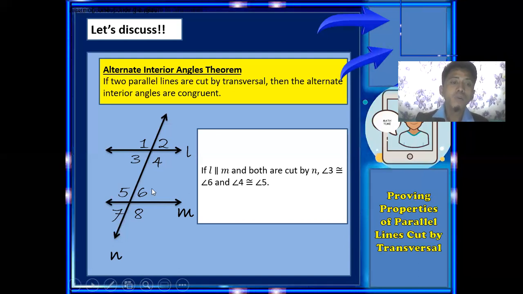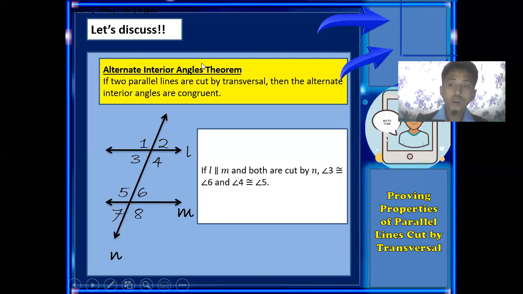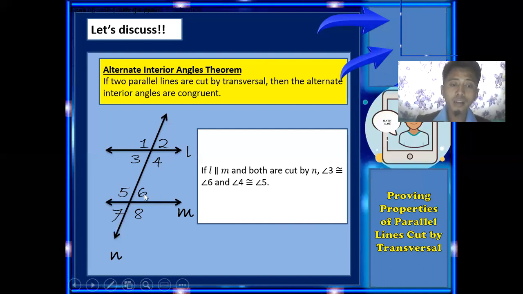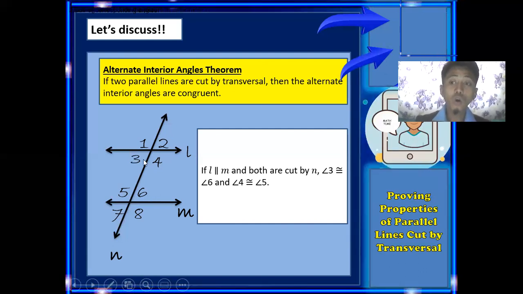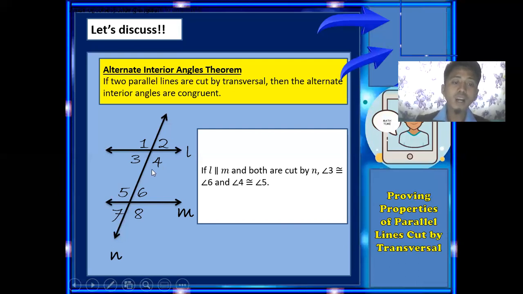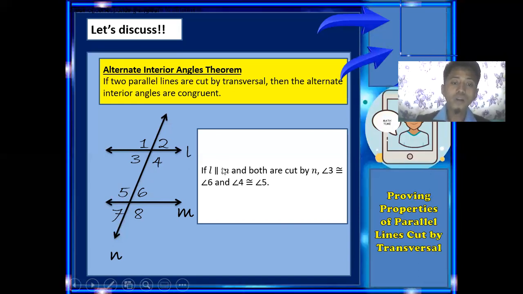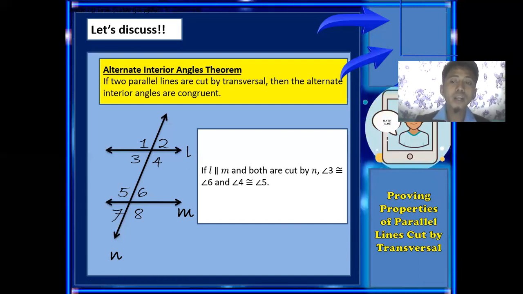So what is the alternate interior angle theorem about? The concept of the alternate interior angle theorem: if angle 3 and angle 6 are alternate interior angles, therefore their measurements are congruent, or they have the same measure. Even angle 4 and angle 5, if they are alternate interior angles, therefore their measurements are the same or equal. So that is the concept of alternate interior angles. If you have two angles that are alternate interior angles, we can automatically conclude that their measurements are the same or congruent.